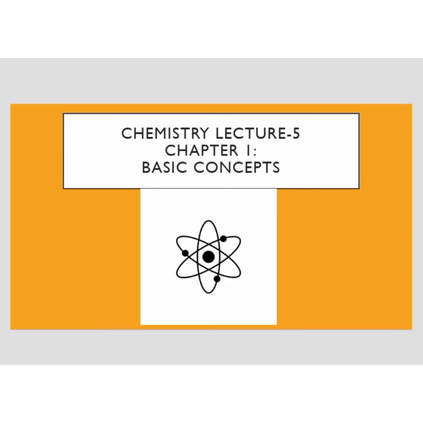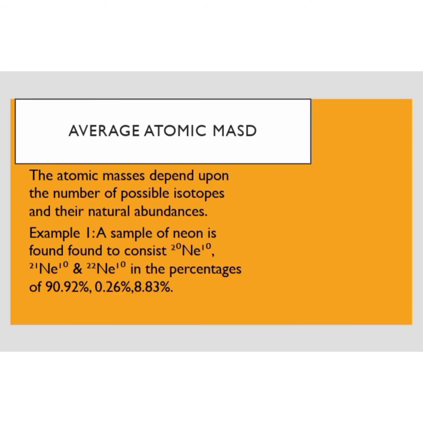Today I have brought Chemistry Lecture 5 of chapter number 1, Basic Concepts. In previous lectures we have discussed atoms, molecules, atomic masses, atomic numbers, isotopes. Today we will discuss average atomic mass. The atomic masses depend upon the number of possible isotopes and their natural abundances.